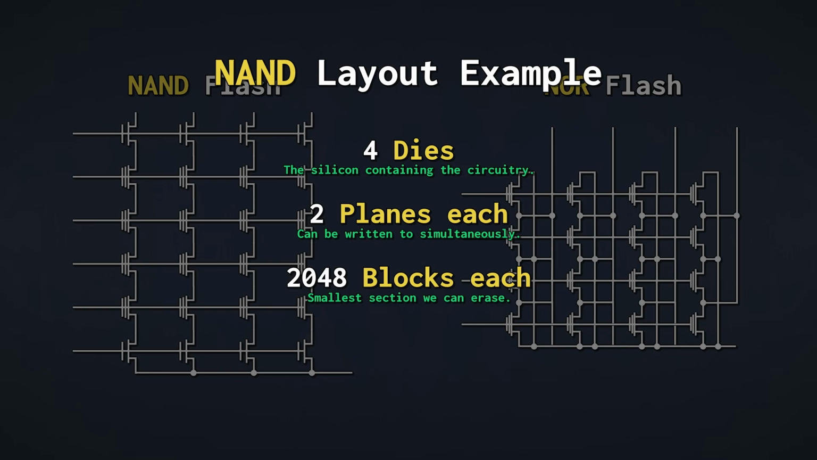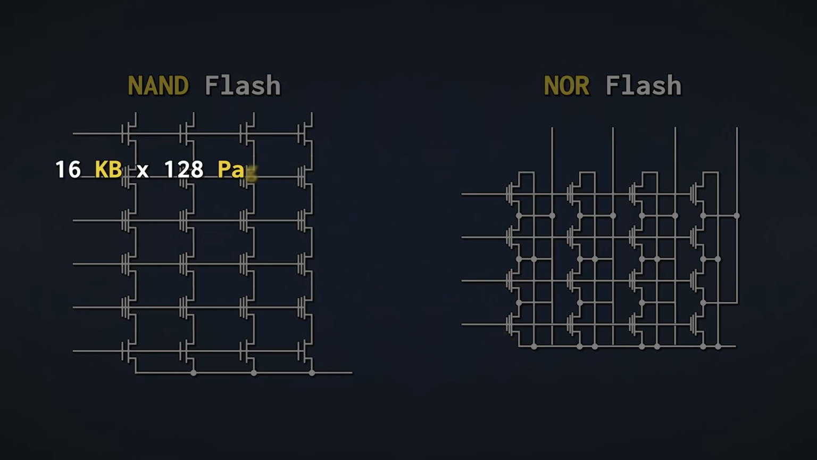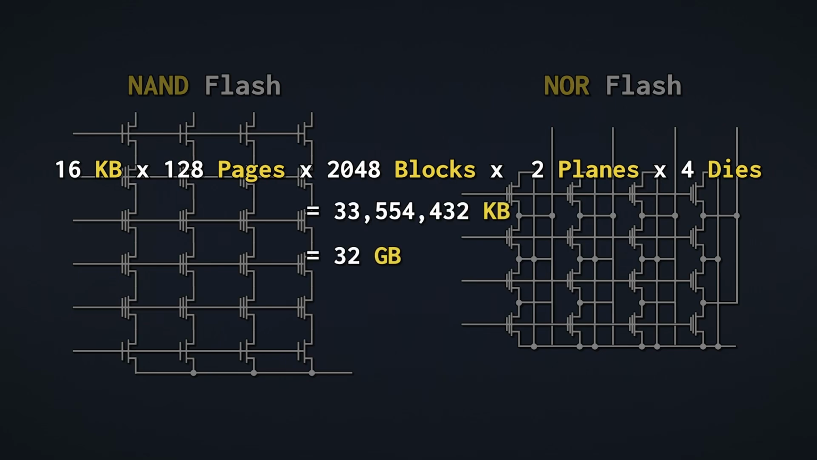And finally, our blocks contain pages. Say we have 128 of them in each block. Each page then contains some kilobytes of data. Let's say our pages are 16 kilobytes in size, which means we'd have 16 kilobytes times 128 pages times 2048 blocks times 2 planes times 4 dies. And all of that adds up to 32 gigabytes of data.